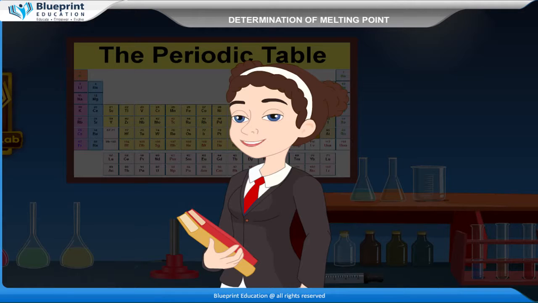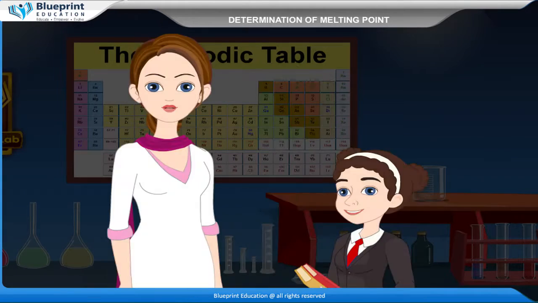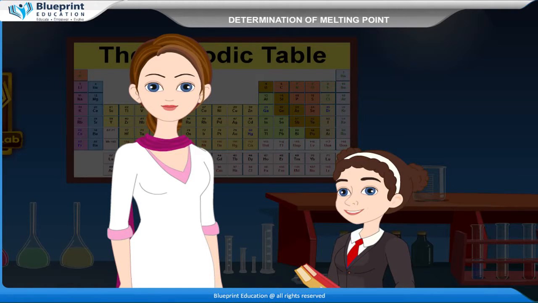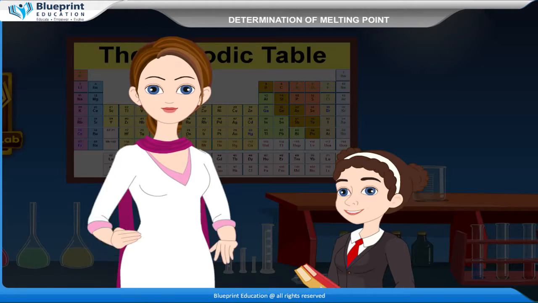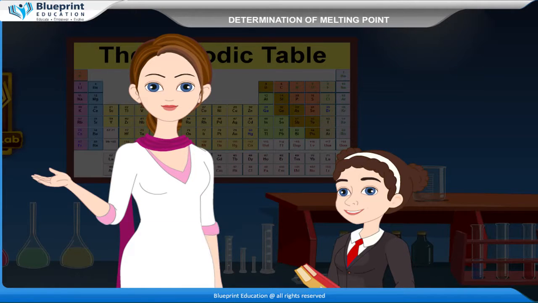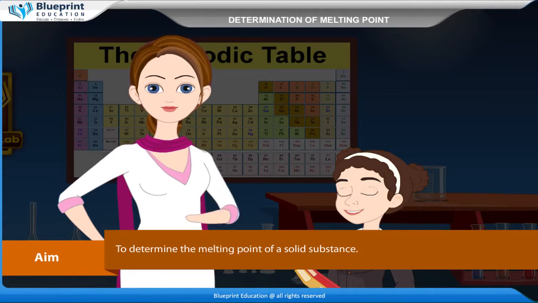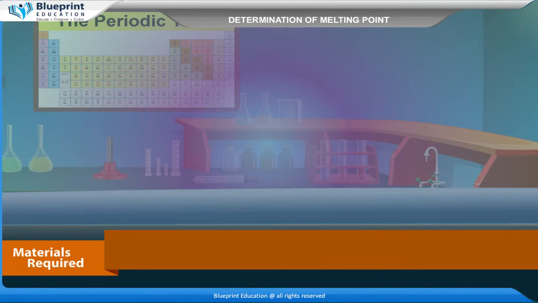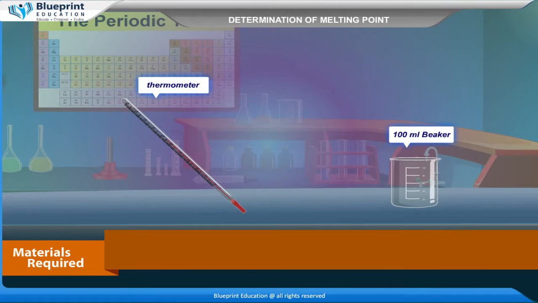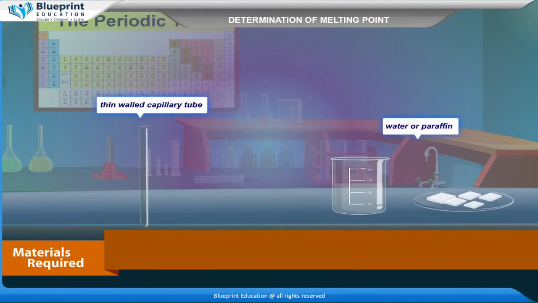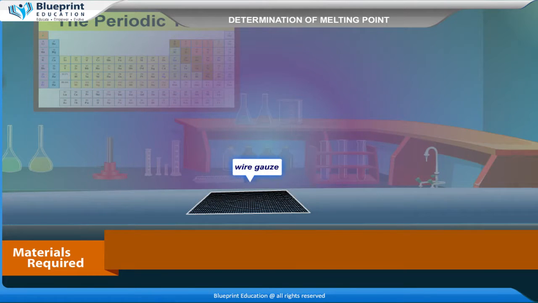How can we determine the melting point? Let us do an experiment to determine the melting point so that you can understand it easily. Aim: to determine the melting point of a solid substance. Materials required: thermometer, 100 ml beaker, tripod stand, stirrer, thin-walled capillary tube, heating medium, water or paraffin, wire gauze, etc.